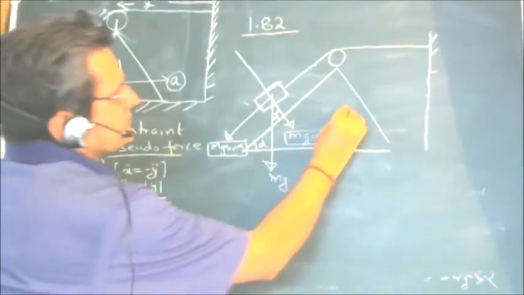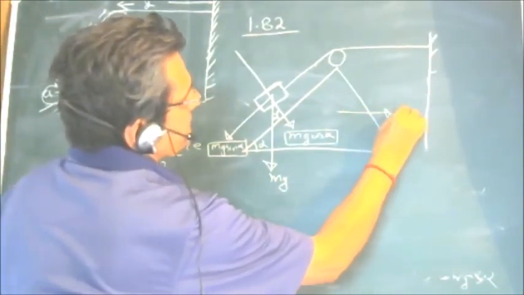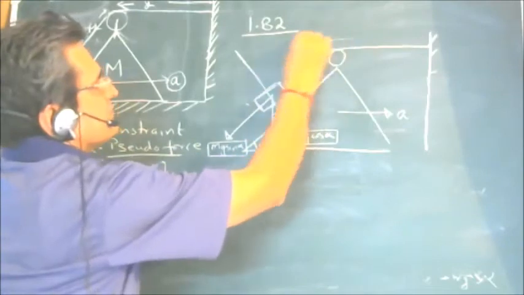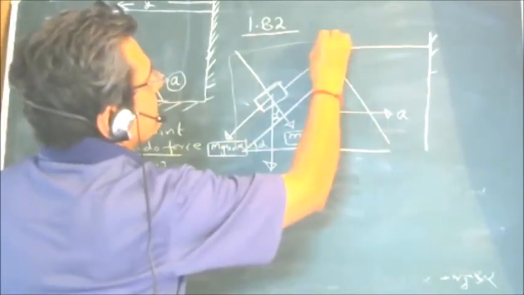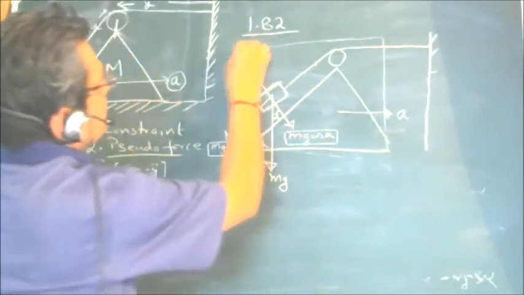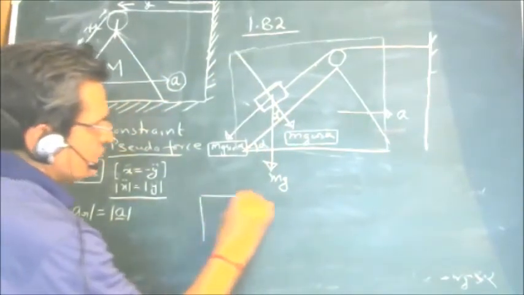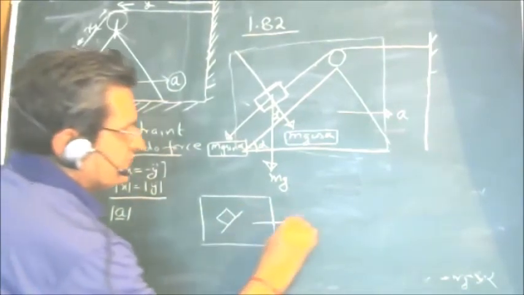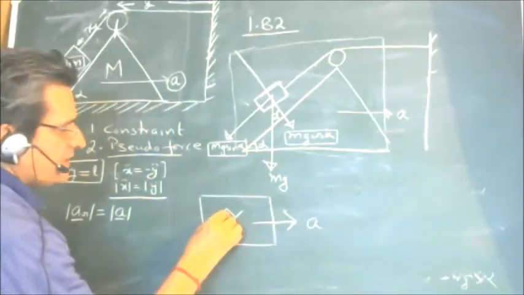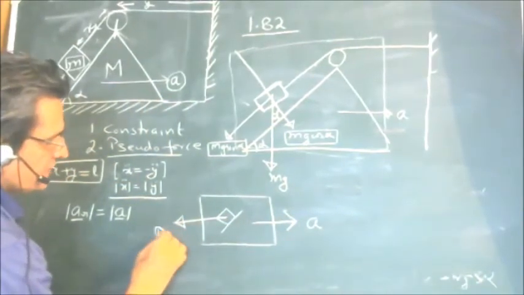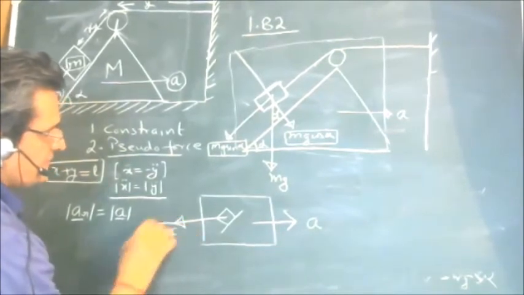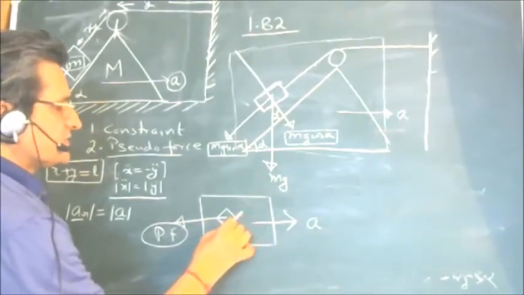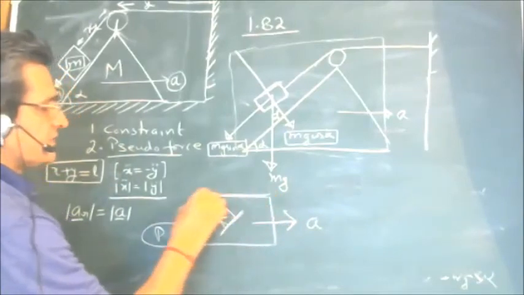Now when this wedge is moving with an acceleration a, what will happen to this mass? The whole frame is moving, and as I've explained in other problems also, whenever the frame in which any mass m is kept moves with acceleration a, the mass will experience a pseudo force. I am writing PF as an abbreviation for pseudo force, in the direction opposite to the acceleration of the reference frame.